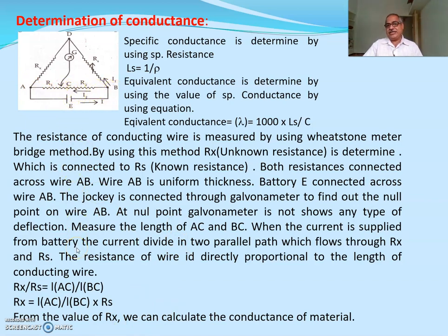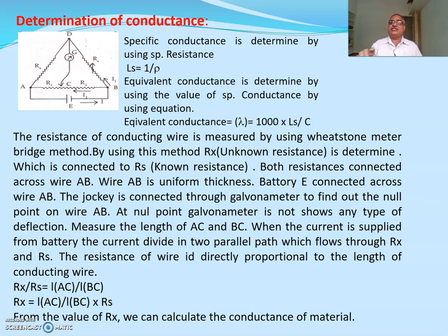You know the resistance of a conducting material is directly proportional to its length. So Rx upon Rs equals length AC upon length BC. Rearranging this equation, we can determine the unknown resistance Rx equal to length AC upon BC into Rs, and from the value of Rx we can calculate the conductance of the conducting material. You know conductance is the reciprocal of resistance, and in this way we can determine the resistance.